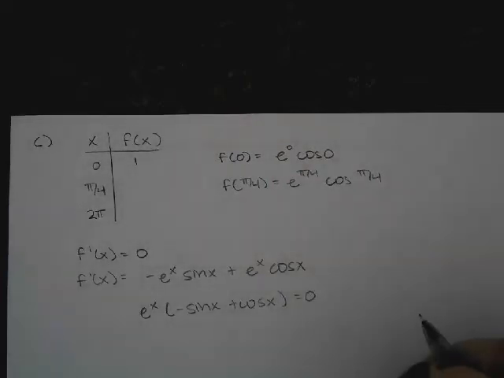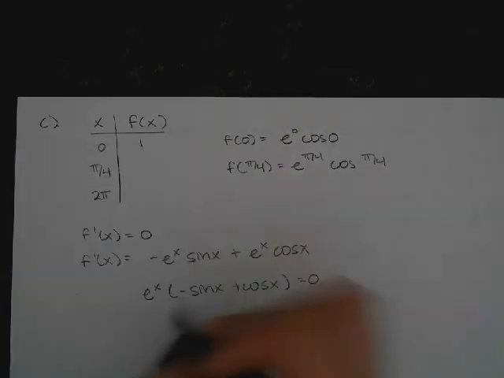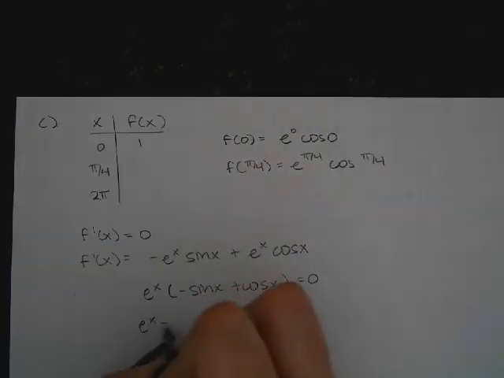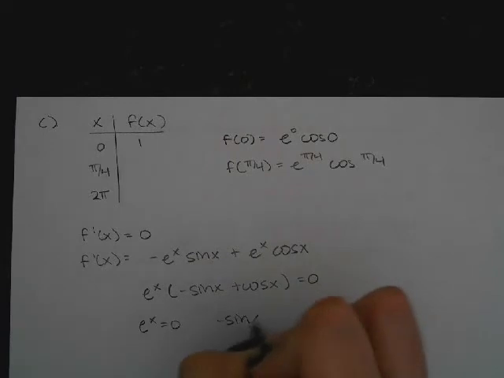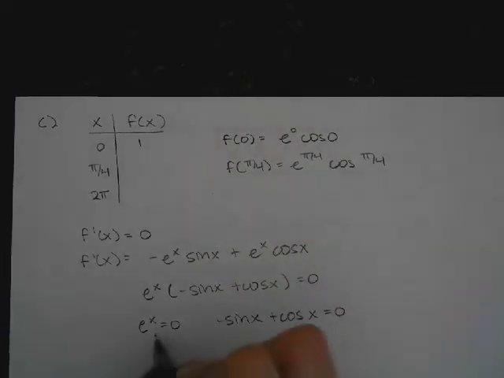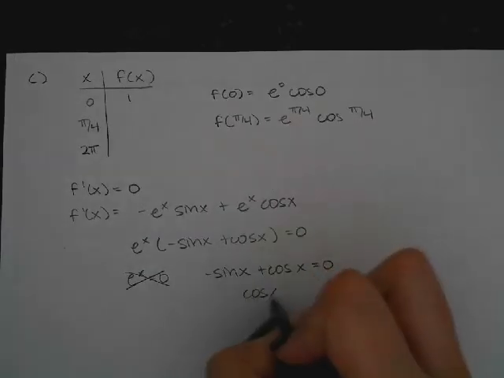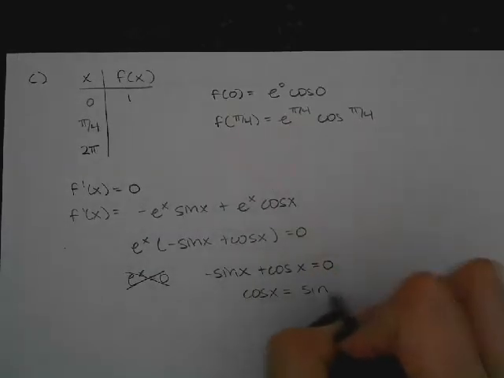And then since it's in factored form, you can set them both equal to 0. So e to the x equals 0, negative sine x plus cos x equals 0. There is nothing you could plug in for x that would make e to the x 0 out, so this is not going to give you any solutions. And then over here we have cos x equals sine x.